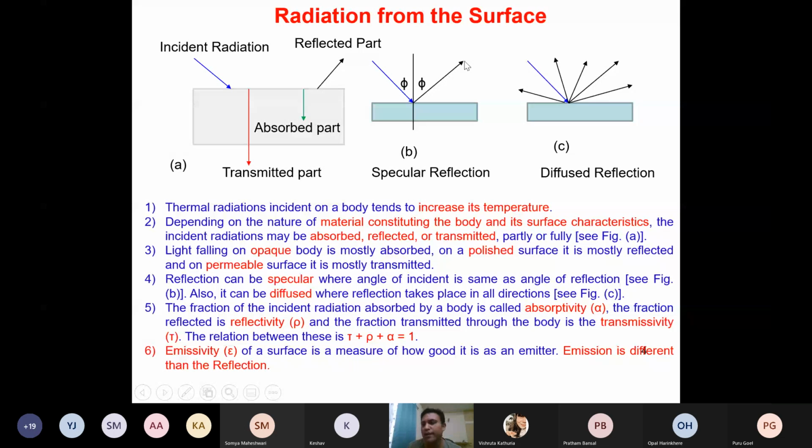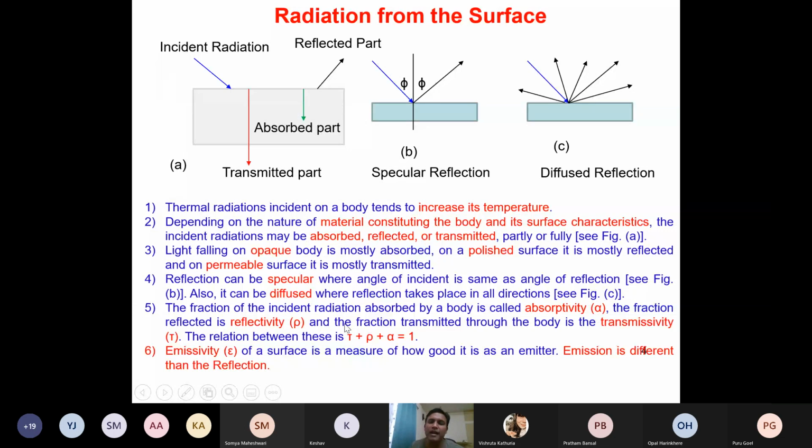So this is a specular reflection where the angle of incidence, this phi, is the same as the angle of reflection, whereas it could be a diffused one also, where the reflection takes place in all directions. So as shown here, this is the incident radiation, whereas the reflected radiation is in all directions.